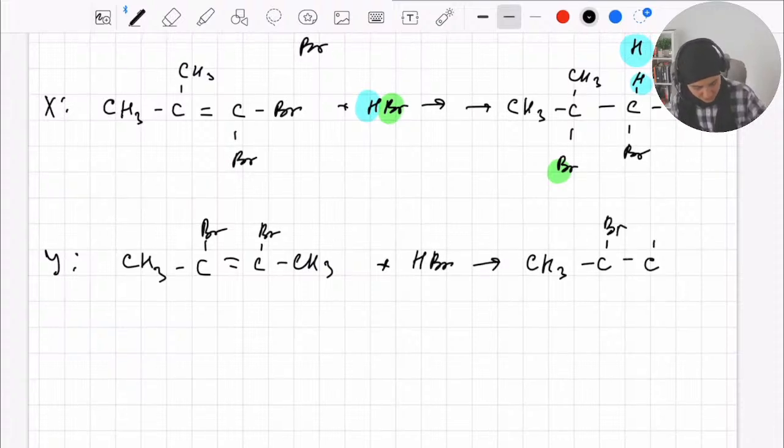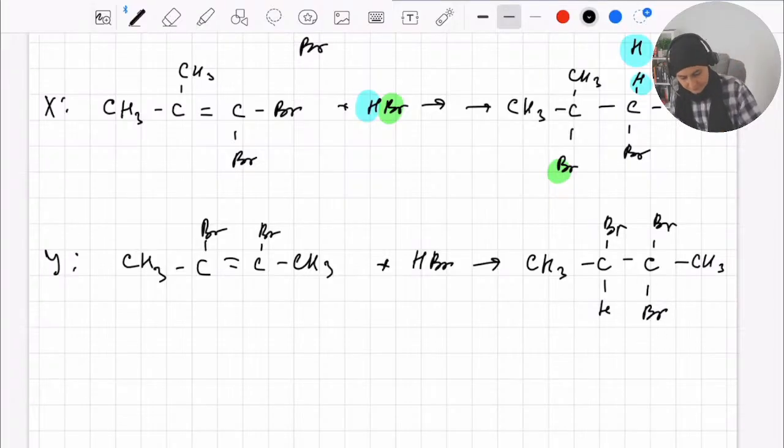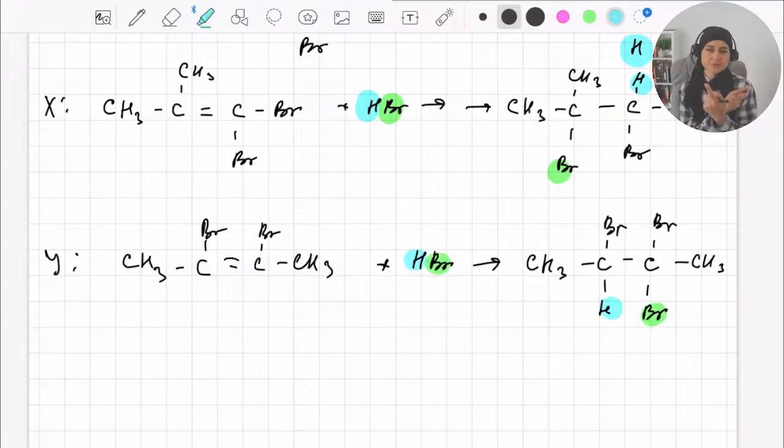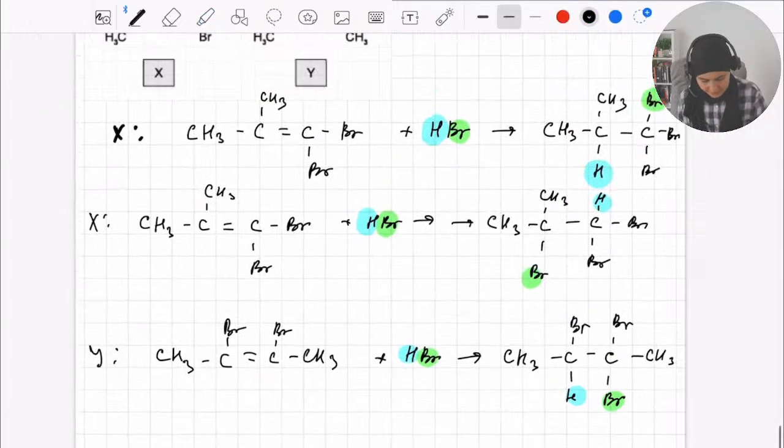So Br, Br, CH3, the double bond is gone, then H, Br. Yep. Br, H. Again, if you swap them around, that would be the same molecule. Well, right, let's check now.